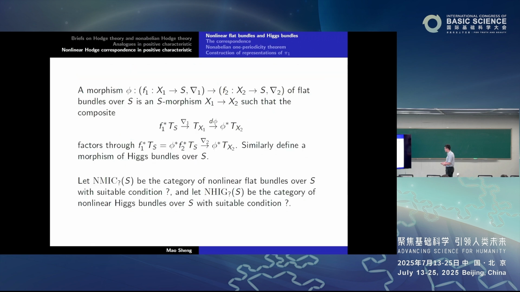Yeah, I think it's this. Here, we can make a category by defining the arrows between the objects. You have a natural arrow, so you make a category. Here I write NMIC, which means the nonlinear integrable connections, subject to some condition? And correspondingly, you have NHIG, which is the category of nonlinear Higgs bundles, subject to some condition?